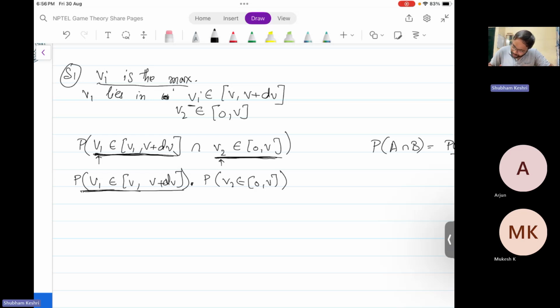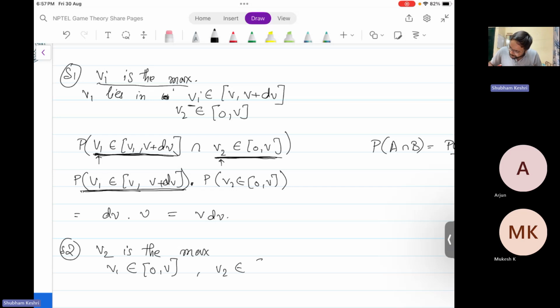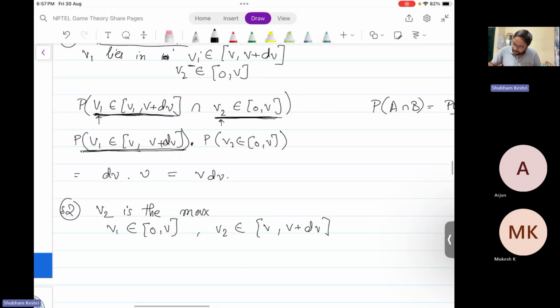So you see, the probability of this happening is actually dv. Because we are taking a uniform distribution between 0 and 1, we are just taking the interval length. It is dv, and this is just v. So it will become v dv. Scenario 2, so S2, is when v2 is the max. When v2 is the max, then v1 lies in the interval 0 comma v, and v2 lies in the interval v comma v plus dv. Same thing will happen just the other way around.